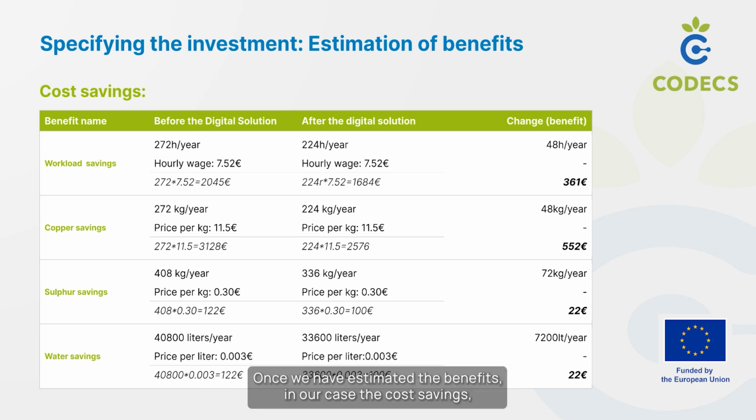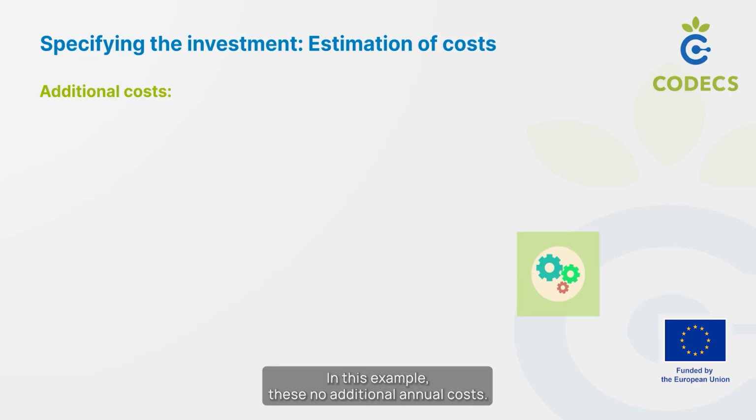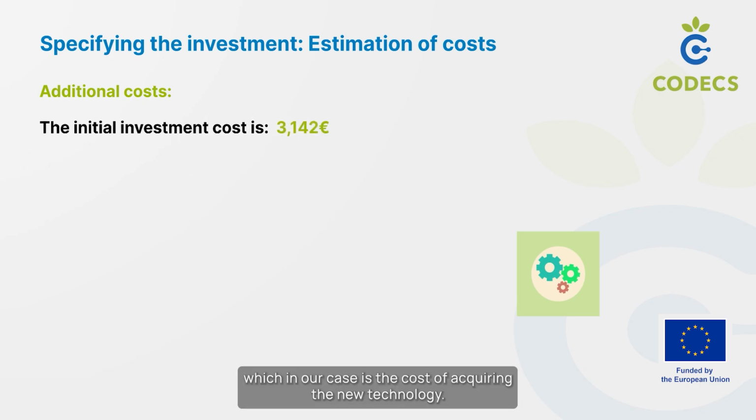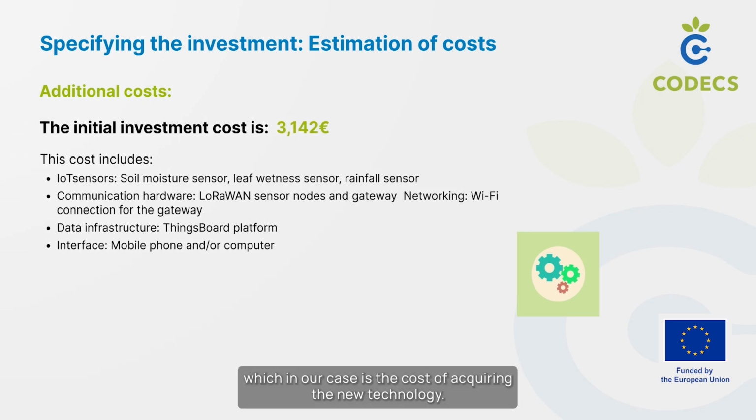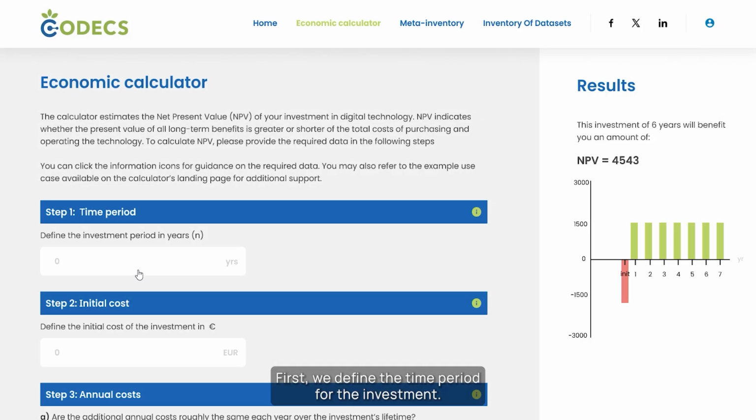Once we have estimated the benefits, in our case the cost savings, we move on to the additional costs. In this example, there are no additional annual costs. However, we also need to estimate the initial investment cost, which in our case is the cost of acquiring the new technology. After estimating the costs and benefits of the digital technology, we are ready to input the data into the calculator. First, we define the time period for the investment. In this case, we consider a 7-year lifespan for the technology.